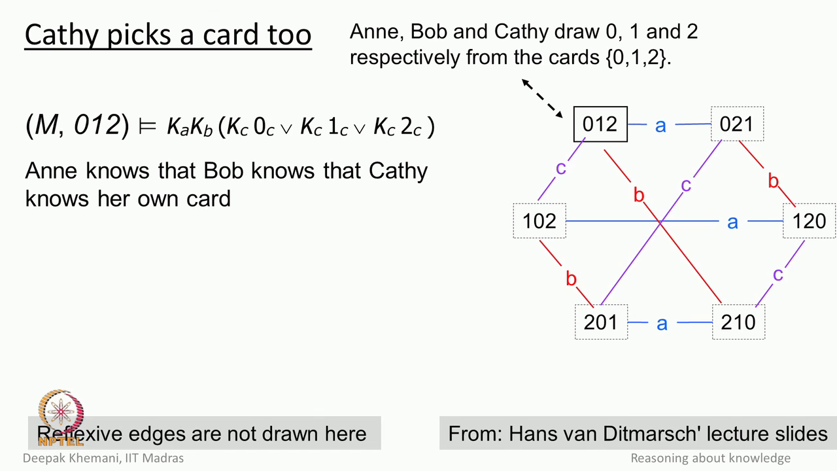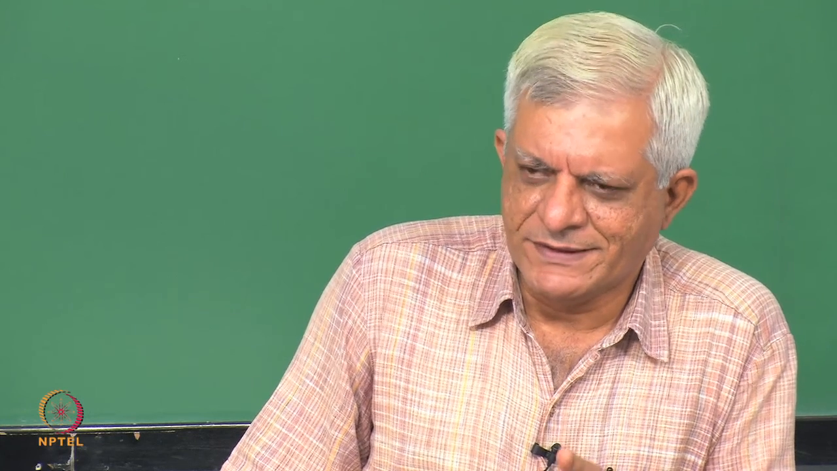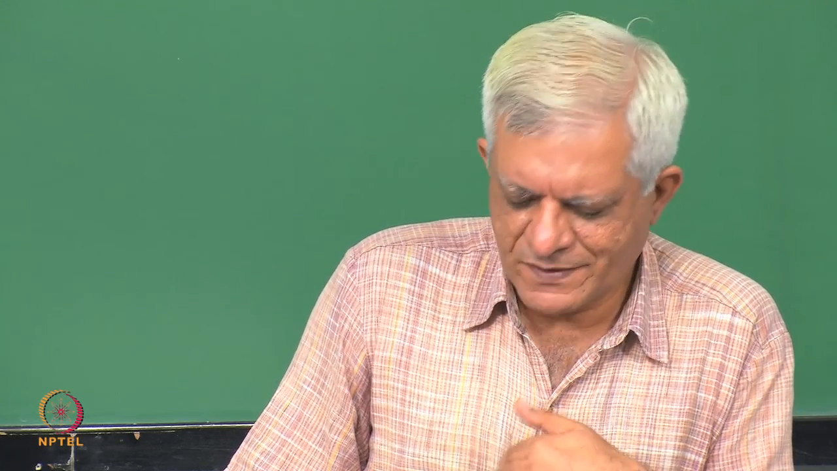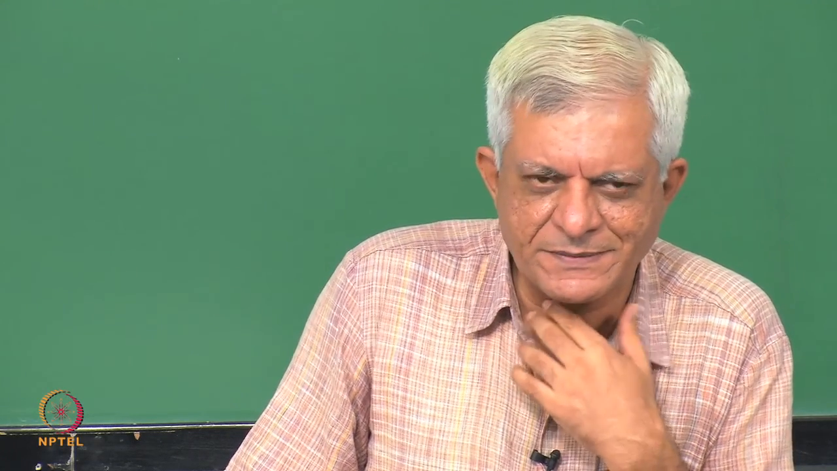It says that Annie knows that Bob knows that Kathy knows her own card essentially. So, the thing inside the brackets, which is a disjunct of 3 things, simply says that Kathy knows her own card, and if you work through the semantics of this, you will see that this formula is indeed true essentially. It is like constructing a truth table in some sense essentially.